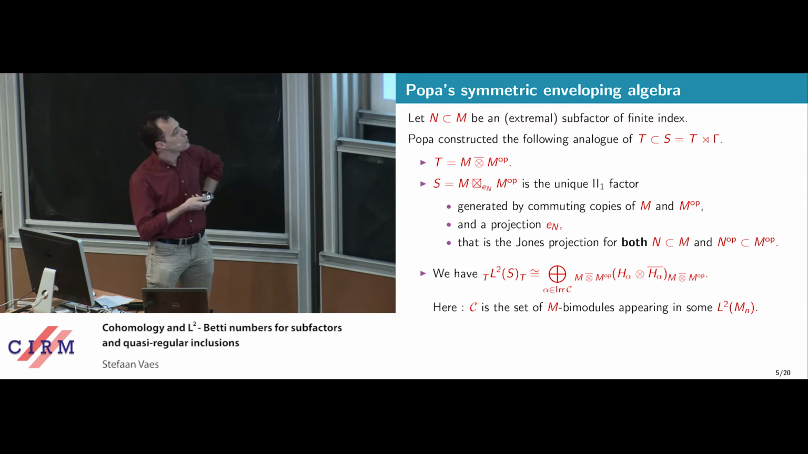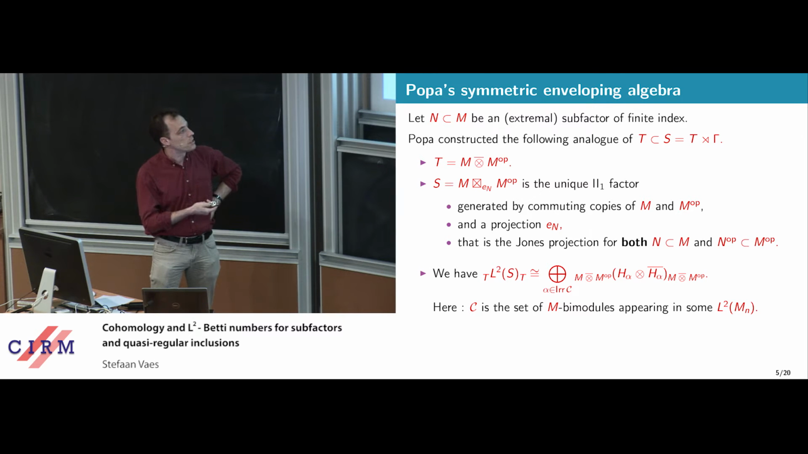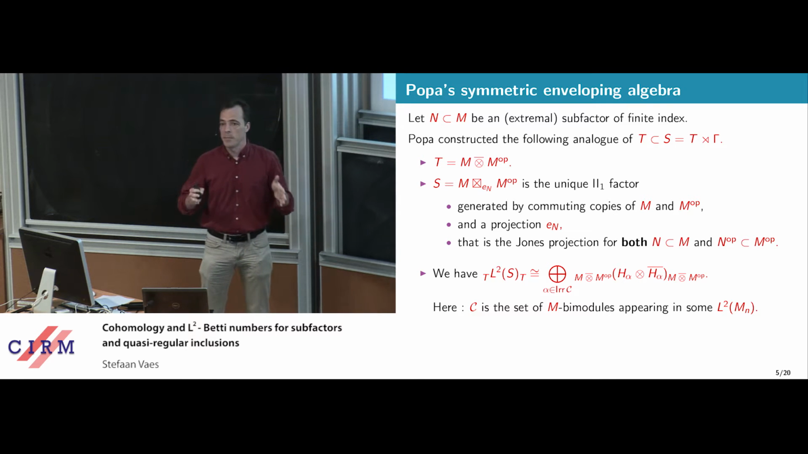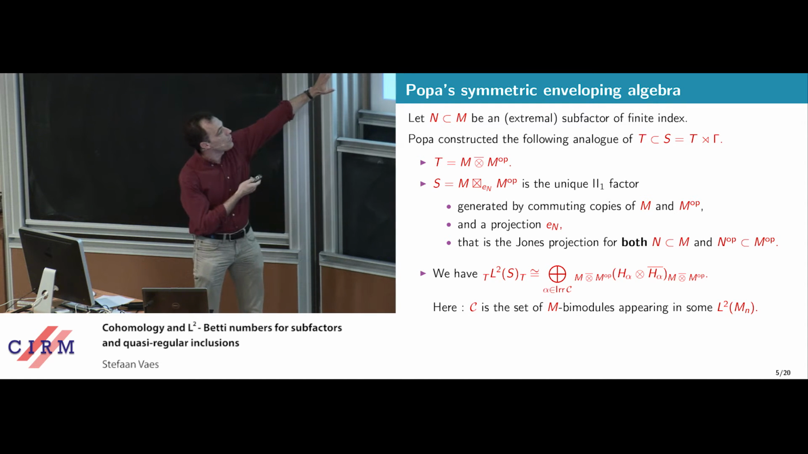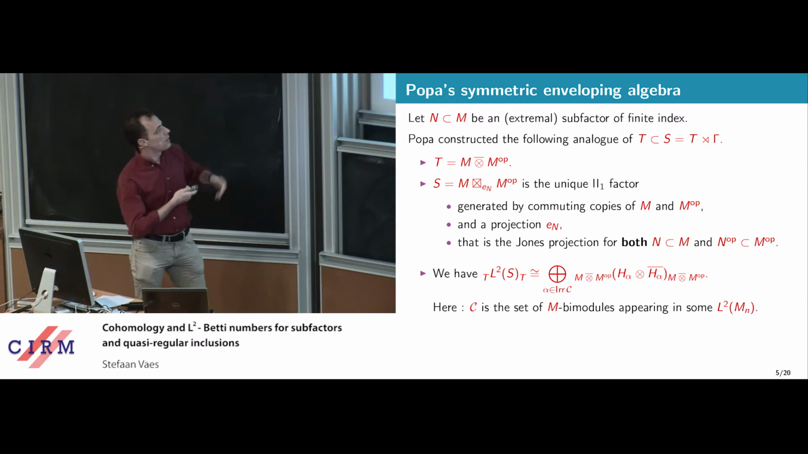So we have the Jones tower, Mn, that comes with a subfactor. Now, every Mn is an M bimodule. I mean, M is a subalgebra of Mn. Now, it's not an irreducible M bimodule, so it decomposes as a sum of irreducible M bimodules. And you take the set of all possible M bimodules that appear somewhere in the tower. We call that C.